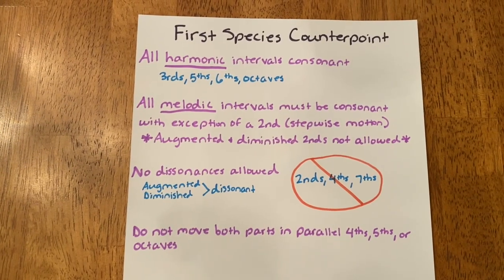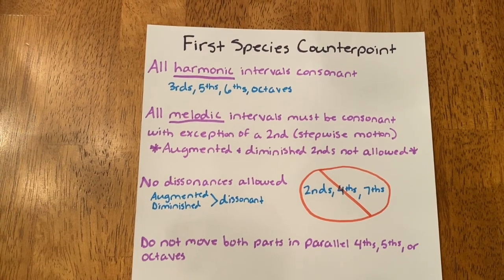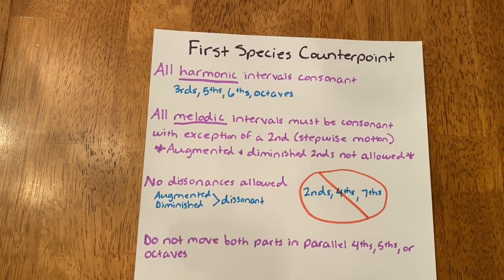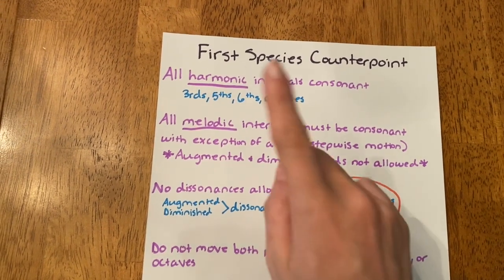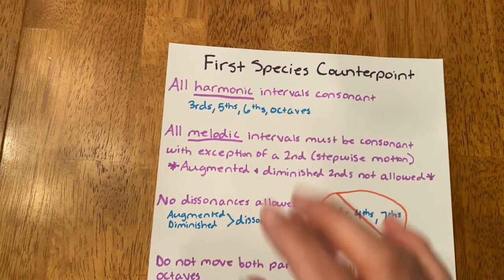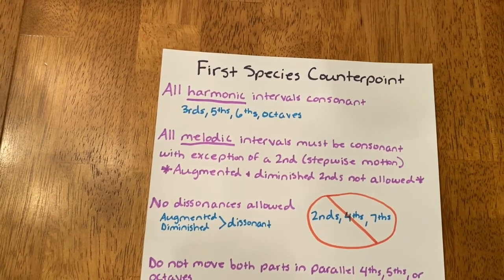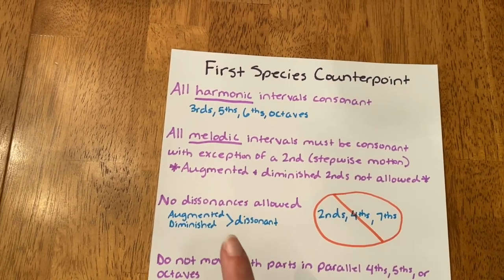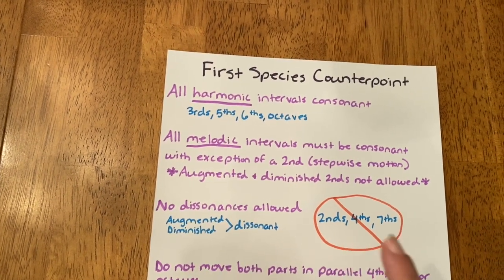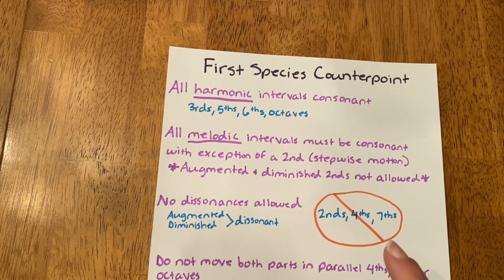All right, so that covered harmonic intervals. So quick review, harmonic intervals allowed in first species, they must be consonant. So thirds, fifths, sixths, and octaves are the only ones allowed to be played at the same time. And then no dissonances. So we're not allowed to have any augmented or diminished chords, no seconds, fourths, or sevenths played at the same time.